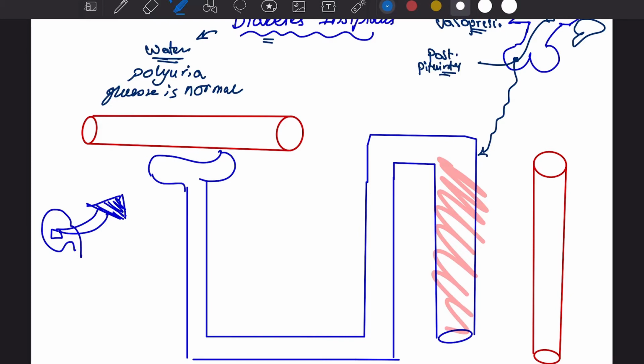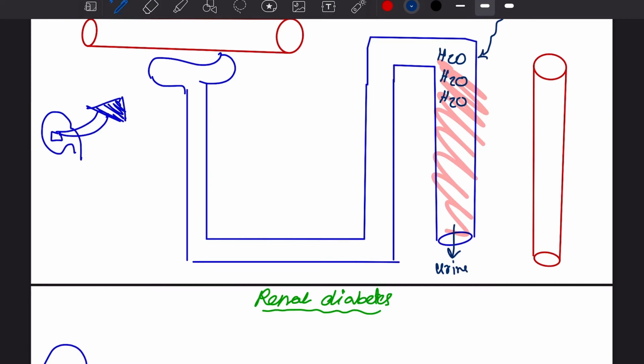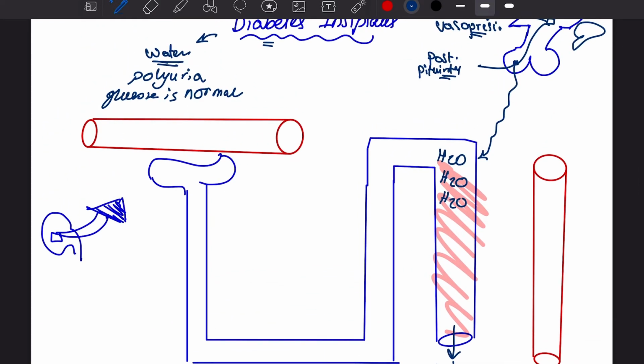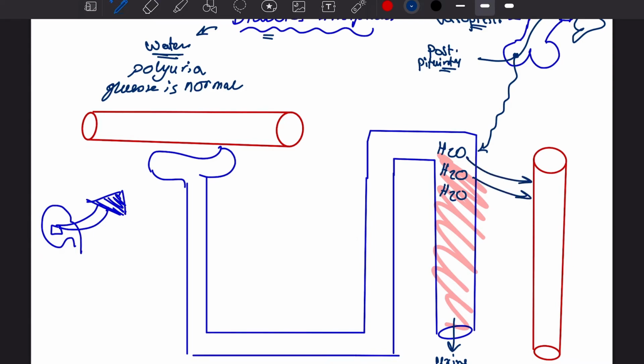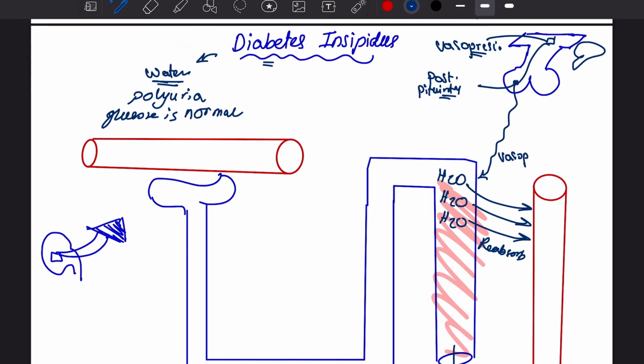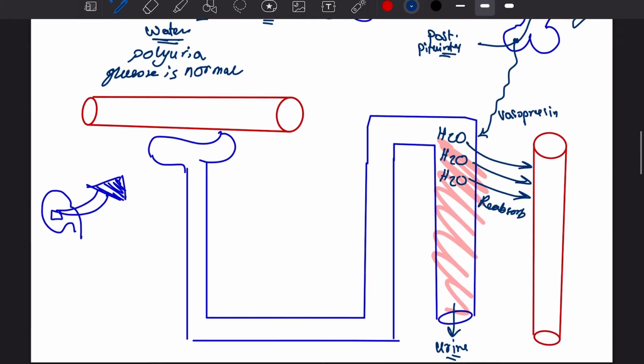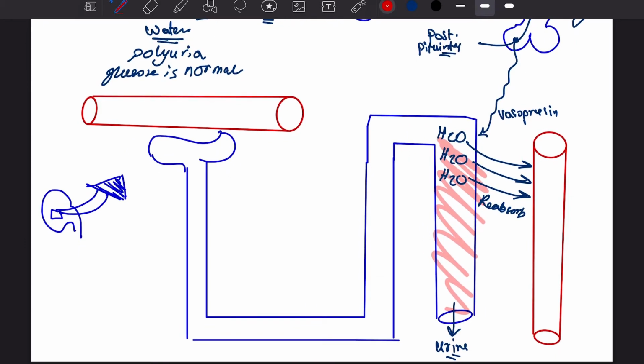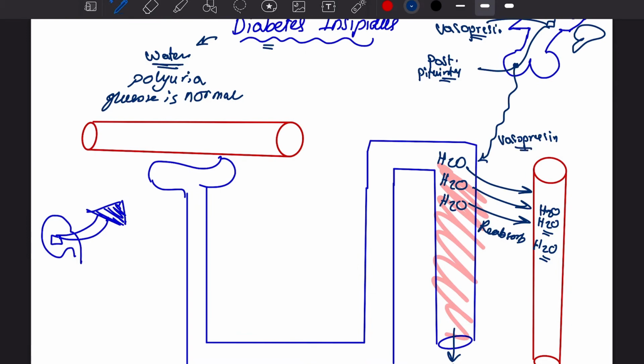This collecting duct has water, because we want to form the urine, right? The urine has a lot of water. So what vasopressin will do is reabsorb water back to the blood. That's why, when we need this water, we will be able to get it and not lose it in the urine. This is normal physiology, not speaking about any diseases. The normal action of vasopressin is reabsorption of water from the collecting duct in the kidney to the blood.